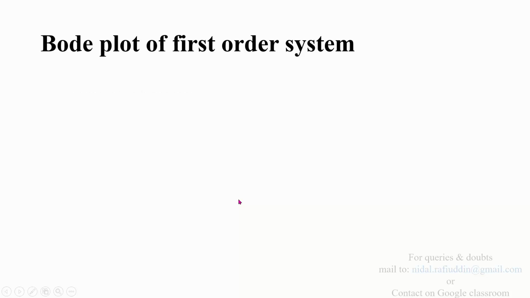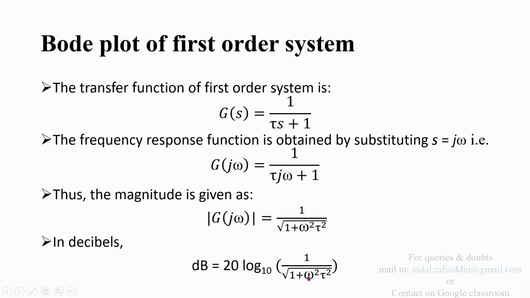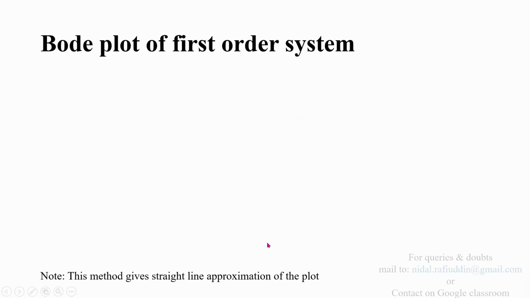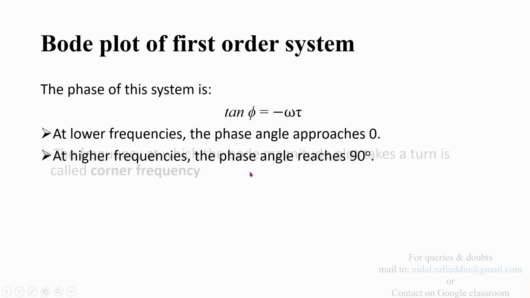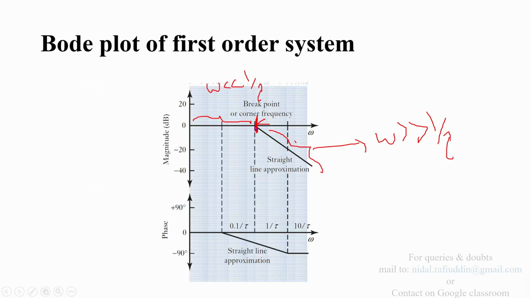In fact, if you try to substitute omega equal to 1 upon tau in the magnitude expression we got here, we get 1 upon under root 1 plus 1. So this makes 1 upon under root 2, which is not 0. So it will have some finite, negative value, which means that the exact point should be lying slightly below the 0 line. So this is 0, and the actual point at omega equal to 1 upon tau will be somewhere below it.